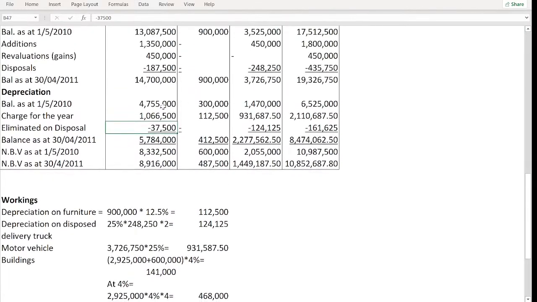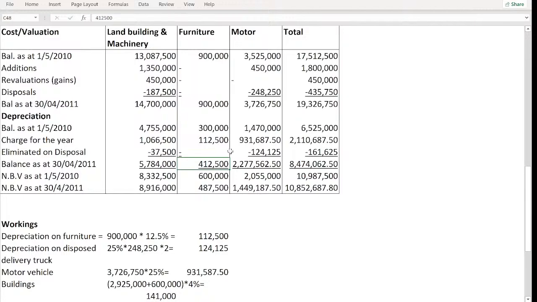So after we got this, we need to add these two, subtract that, we get balance as at 30 April 2011. Now we are going to get the 5 million. The same for the furniture, for the motor vehicle, and then the total amount, we are going to get that. So that is balance as at 30th April.